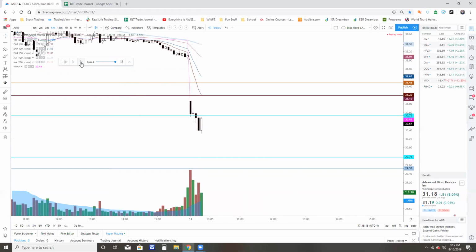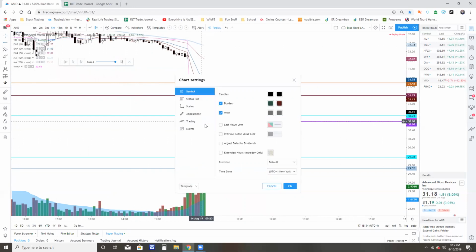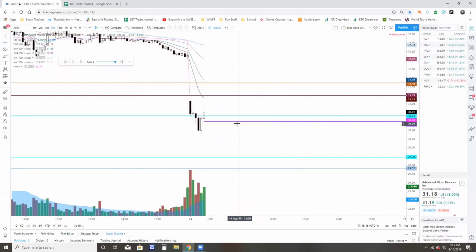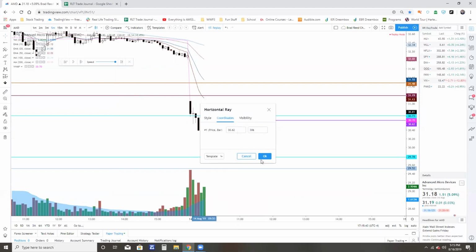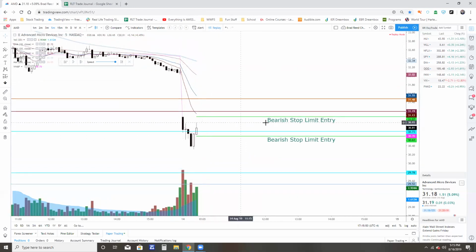4 candles in a row. I'm probably considering a sell limit again at this point. I like the volume on that candle. See how there's increased volume here? That means if it does roll over again, I believe it would continue. So 30.65 there, 30.60, that's interesting. 30.62 would be a bearish stop limit entry. Protective stop up here at 31.07.